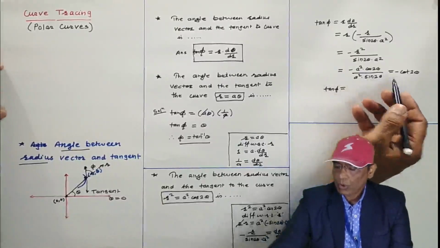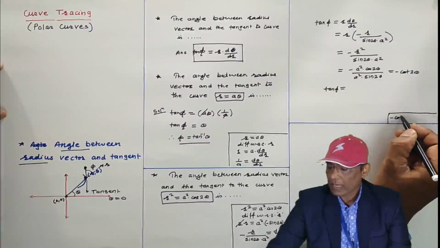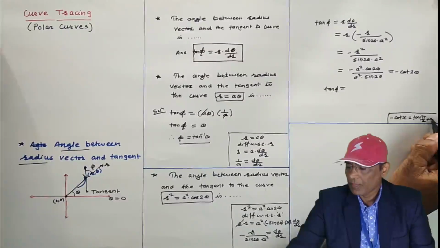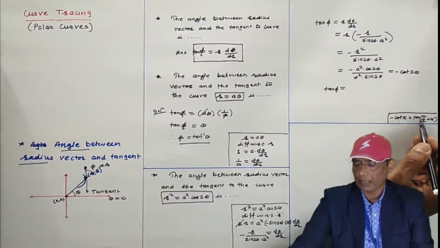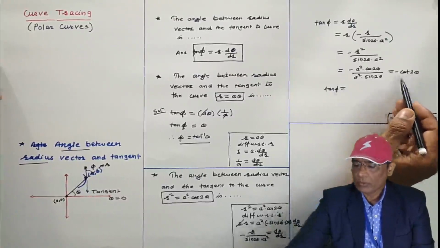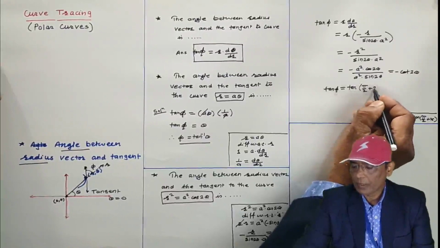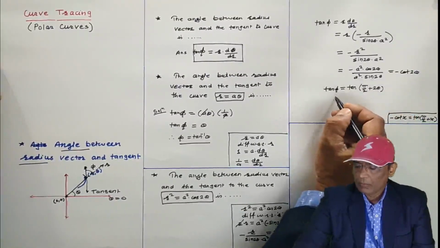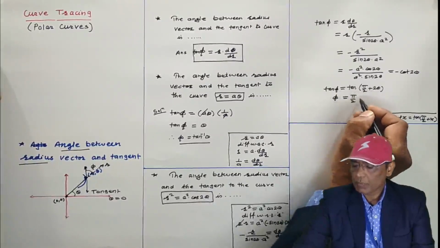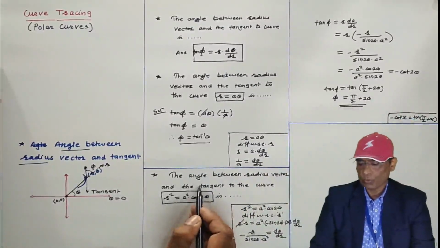Now, minus cot 2 theta can be written as minus cot x equals tan of pi by 2 plus x. This is the relation between minus cot and tan. Because tan is present on the left hand side, if possible you try to write minus cot in terms of tan, which is tan of pi by 2 plus 2 theta. Then tan of phi equals tan of this. Their domains will be the same. Phi is pi by 2 plus 2 theta. So this is the correct answer for this MCQ.